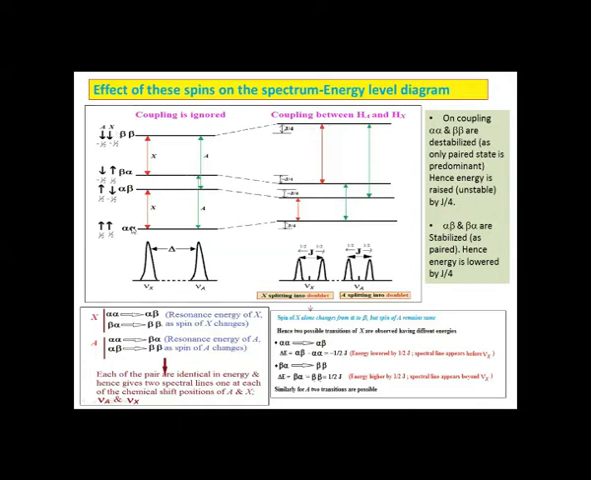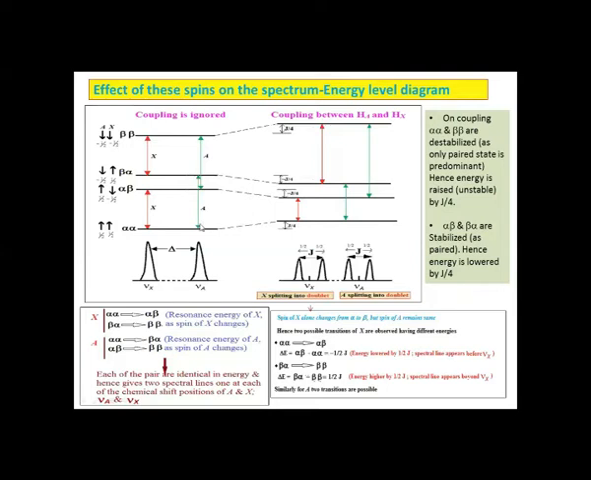So the transitions, or the difference in the separation between the levels alpha alpha and alpha beta, correspond to a spin change of X alone. Alpha alpha to alpha beta shows that the spin of X alone changes and the A spin remains unaltered. Similarly, the separation between beta alpha and beta beta shows the spin change of X alone. Hence, this is said to be the resonance energy of X.